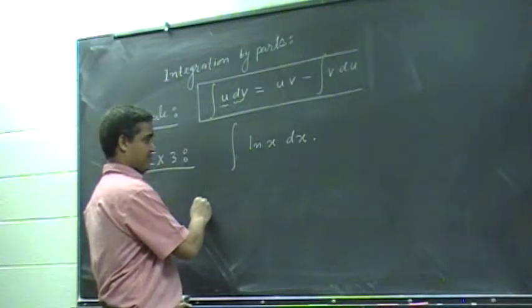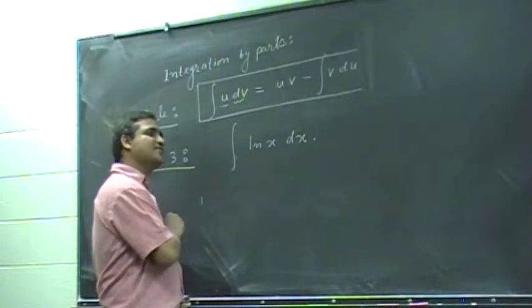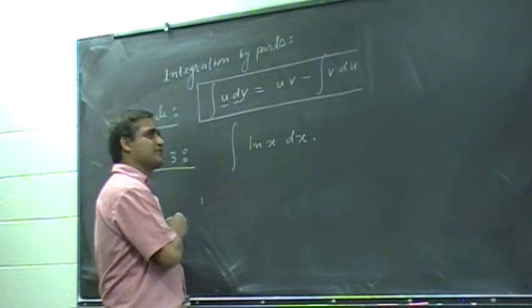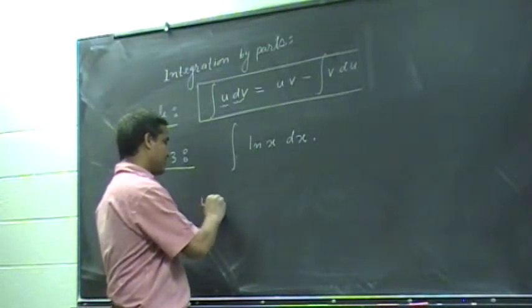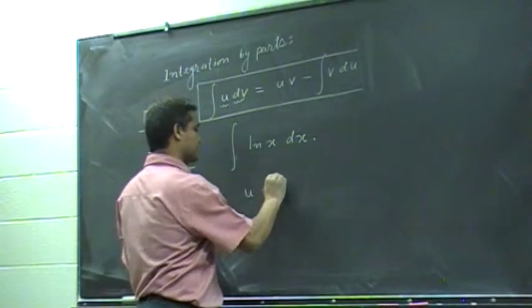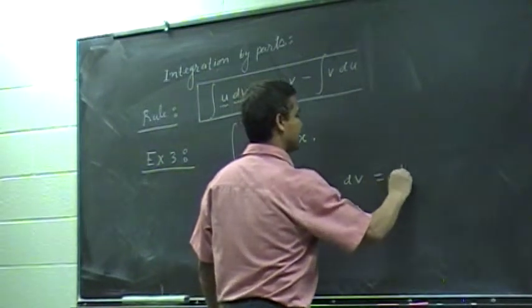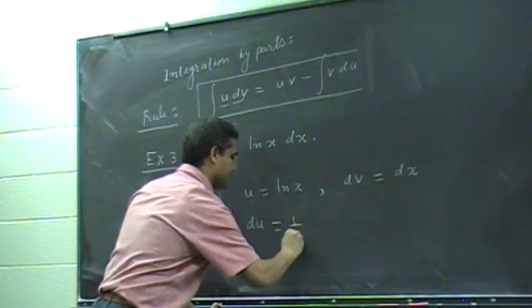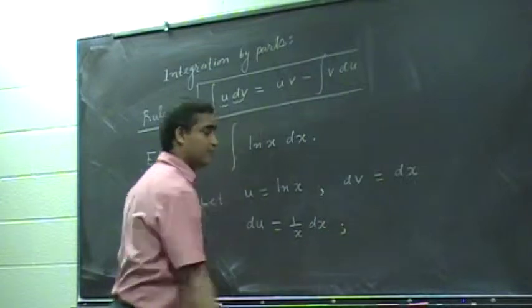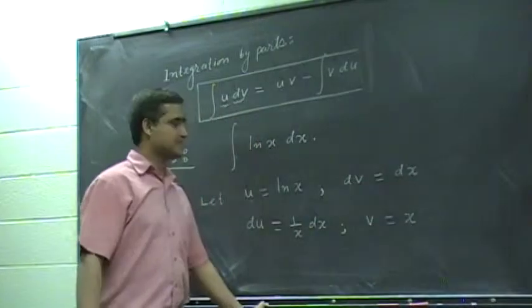u is the easily differentiable one, which means ln of x. Okay. If u is natural log of x, then it is easily differentiable. Yes, perfect. What is your dv then? dv is dx. Perfect, yes. u equals natural log of x and dv equals dx. If we assume that, then you can find du, that is 1 over x dx, right? Do you see my point? What is v then? Straightforward, right? v is x.